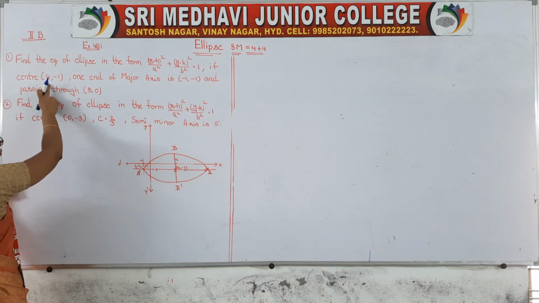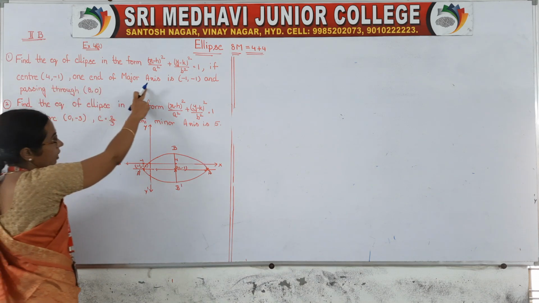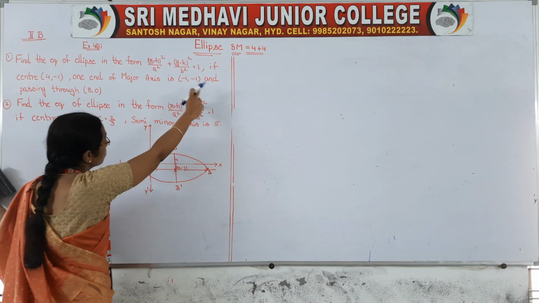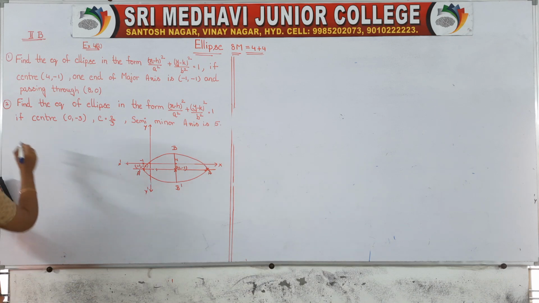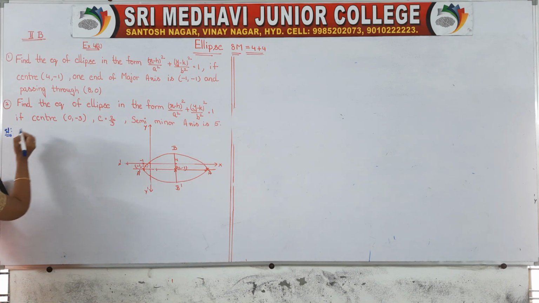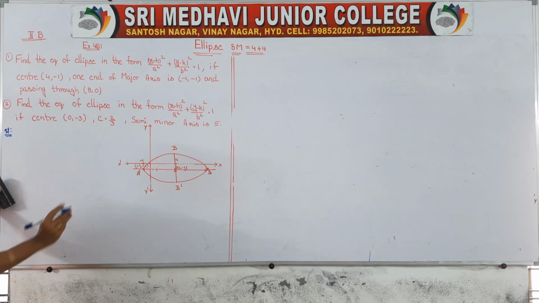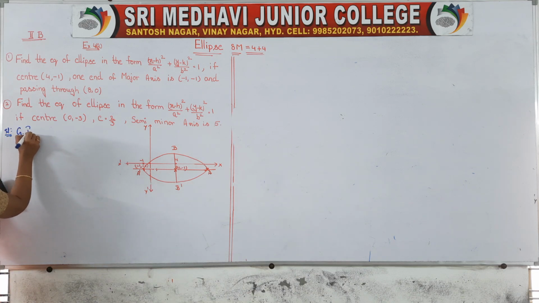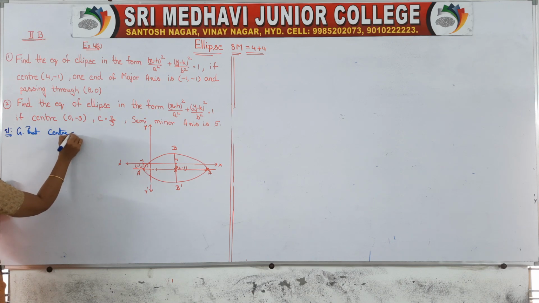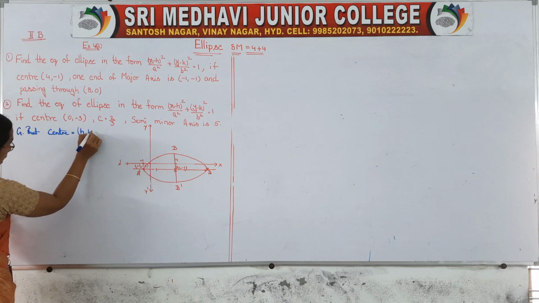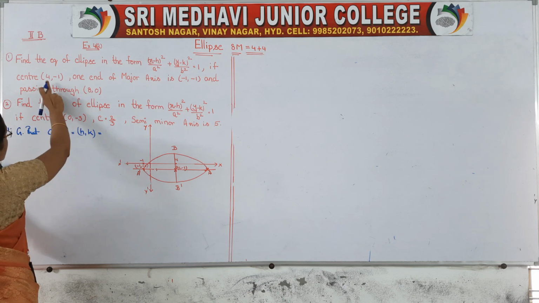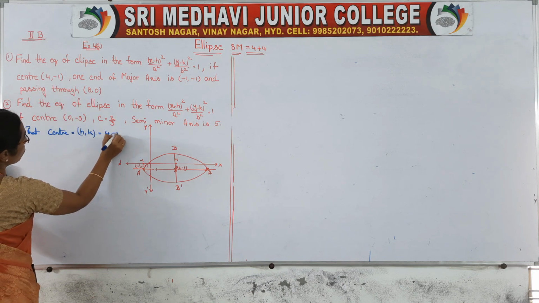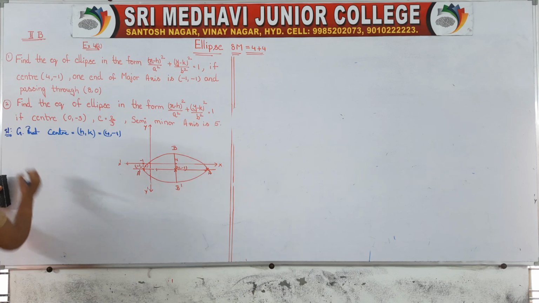So the center is 4 comma minus 1, one end of major axis is given as minus 1 comma 1, and the ellipse passes through a point. Again three conditions are given to us. What are the three conditions? The center of the ellipse is given to us. The center is denoted by the coordinates h comma k, and it is given as 4 comma minus 1.